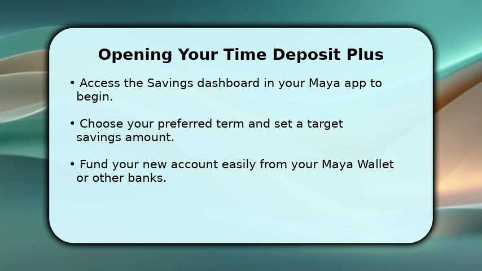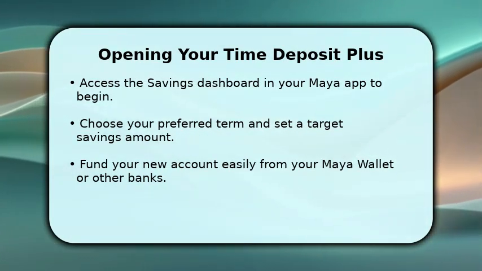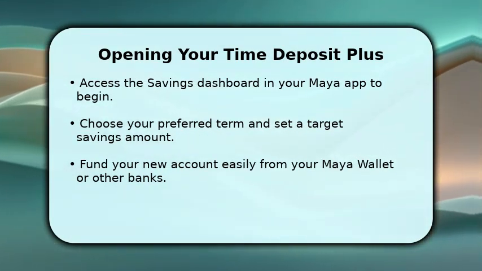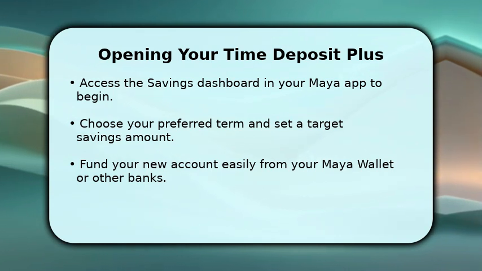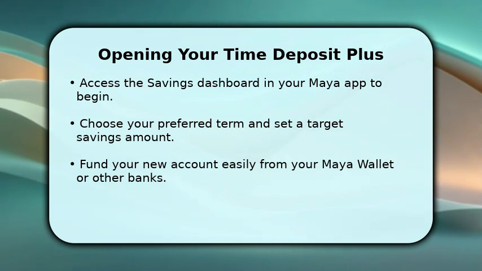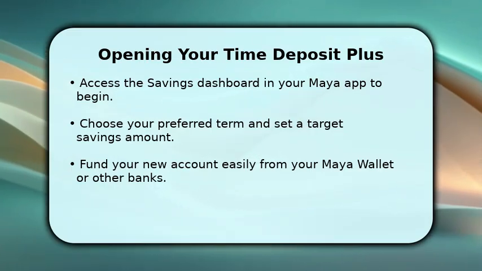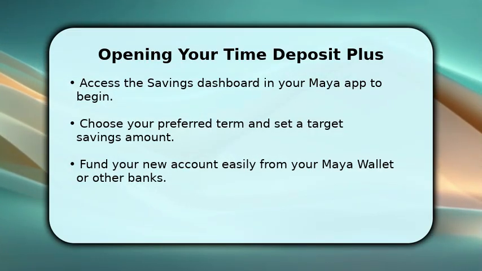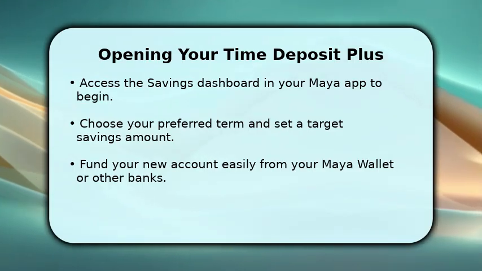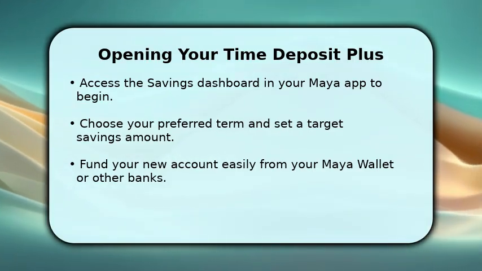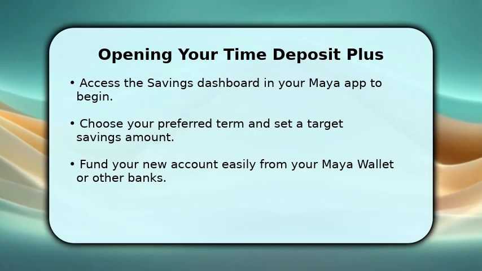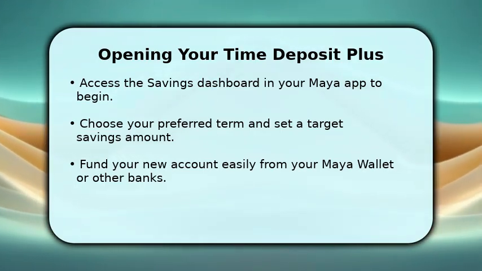To open a Time Deposit Plus, simply navigate to the Savings dashboard within your Maya app. From there, tap to create a new Time Deposit Plus account. You will then choose your desired term, such as 3 or 6 months, and set a target amount. Funding your account is simple. You can transfer money directly from your Maya wallet, Maya Savings, or even from other banks.